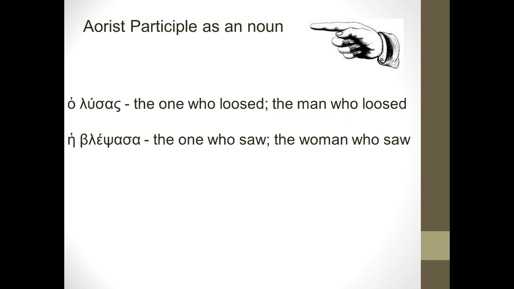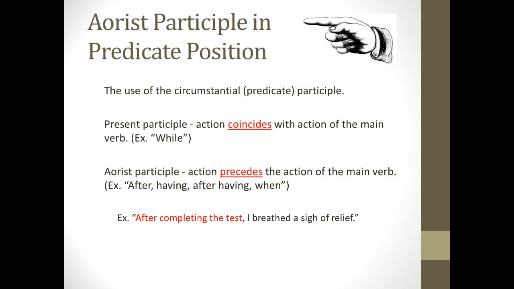Doing the very same thing in the next sentence, we have he blepsasa. The article is feminine singular nominative. The participle is an aorist active participle, feminine singular nominative. We can translate this as either the one who saw or the woman who saw.